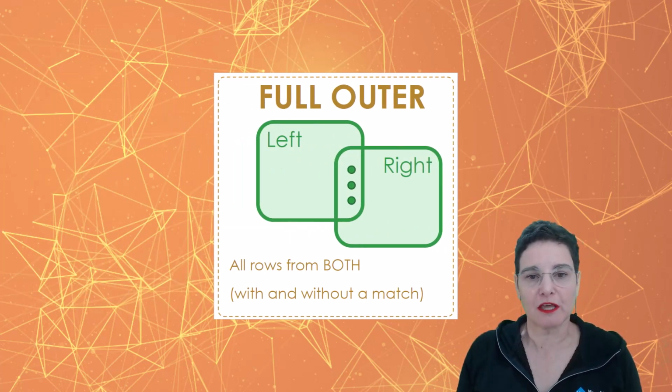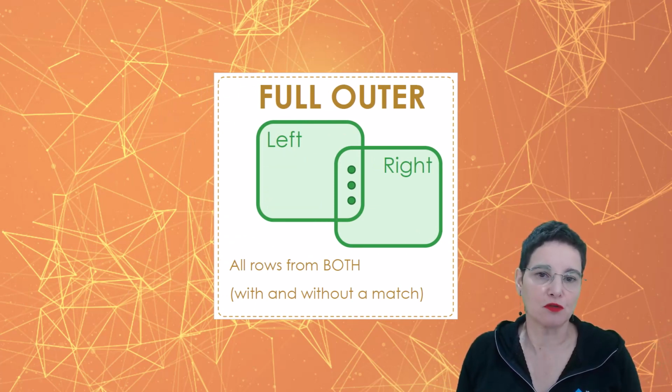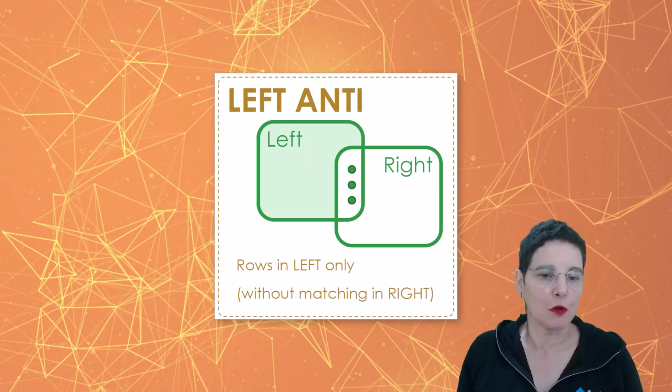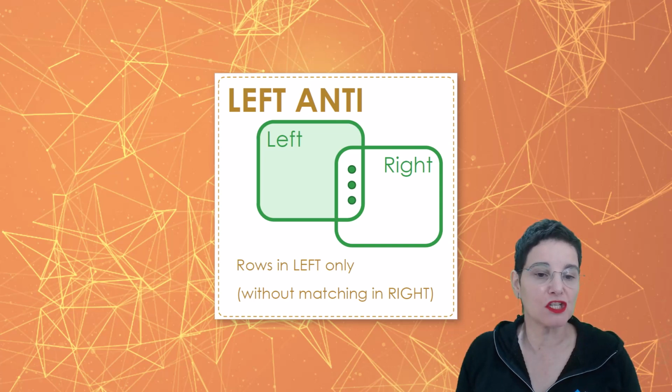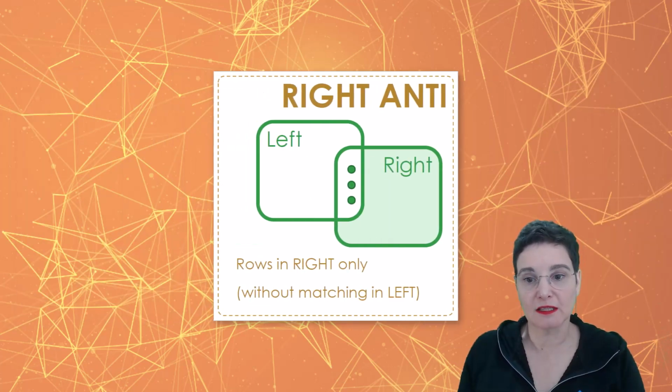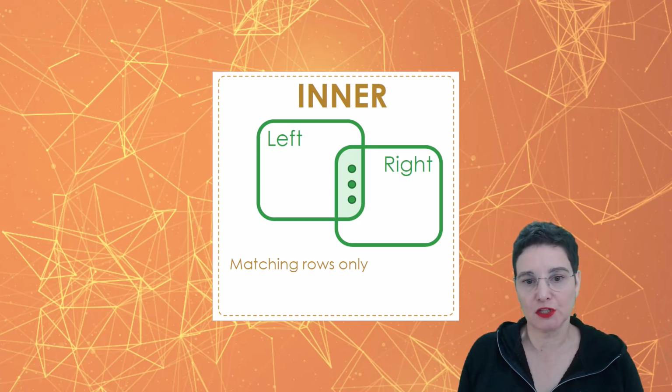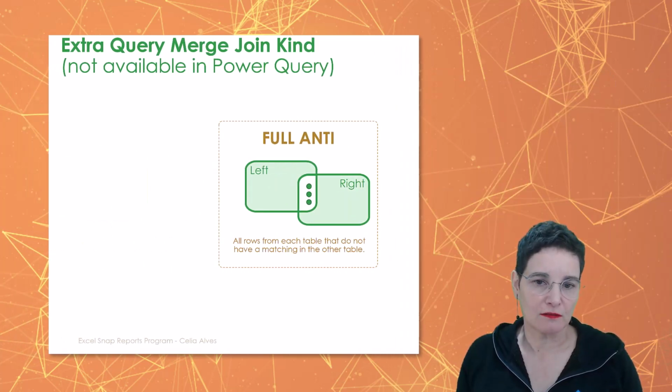If we put together in one unique list all the items that belong to both tables, we are doing a full outer. If we compare the two lists to find which items belong to the first table only, we are doing a left anti join kind. If we do that with the second table, right anti. And if we look for the common elements to both tables, we are doing an inner merge using the inner join kind. There's a seventh join kind that we can do.